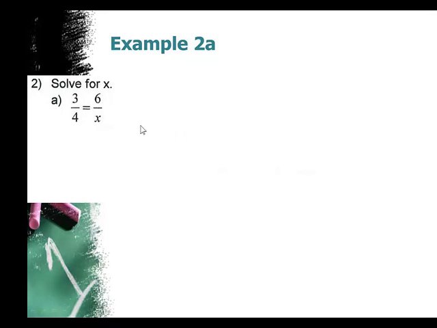Let's look at example 2a. Here we've already given you the proportion and we want to solve for x. You can actually do this without cross multiplying. You could say, oh, if I multiply times 2 here, then I know 3 times 2 will give me 6, so 4 times 2 has to give me x. So that's just a little reminder of how you might have done it in 6th grade.